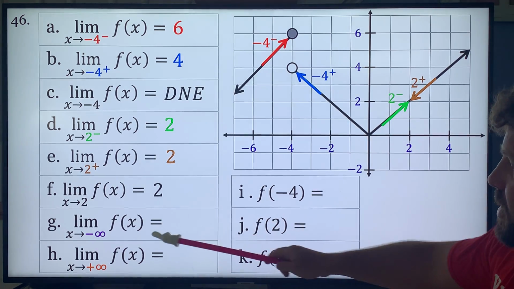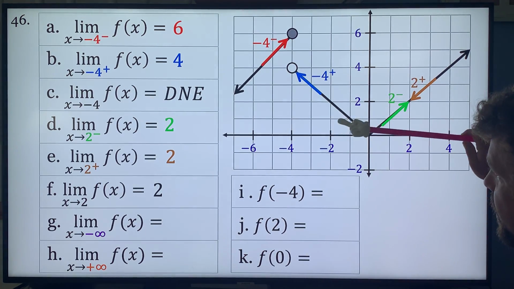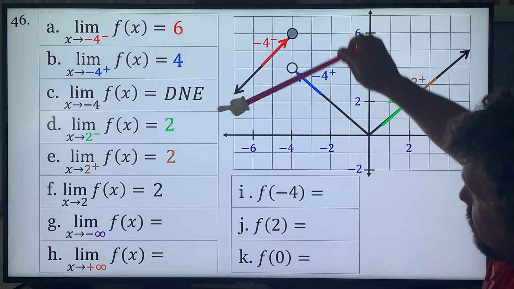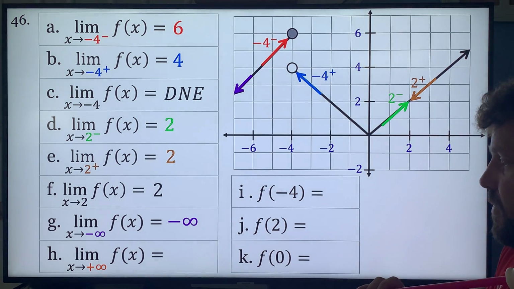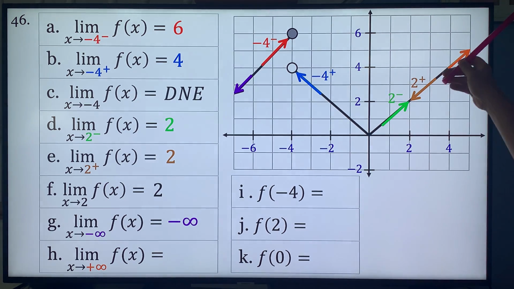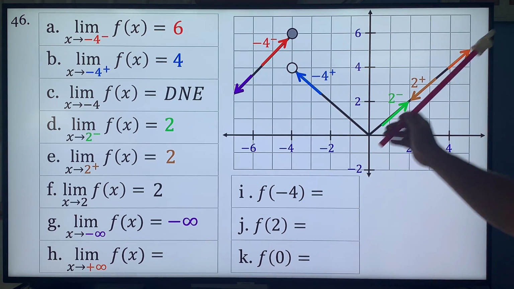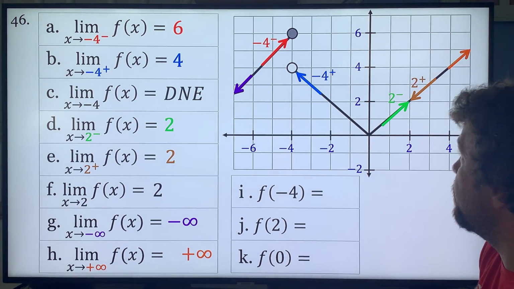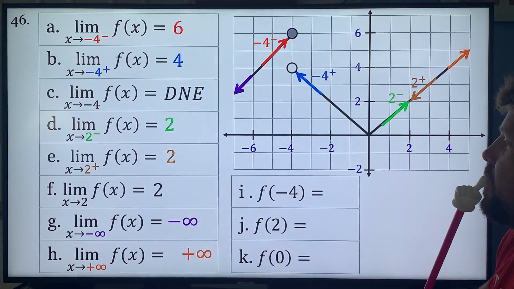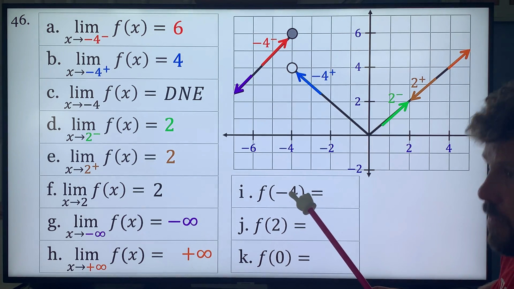Here's your infinite limit. The limit as x approaches infinity, negative infinity. So as it's going towards negative infinity, what's this graph doing? It's going down to negative infinity. The limit as the graph approaches positive infinity. As you can see here, the graph is going to continue to go up, and my answer is going to be positive infinity. Got it? Awesome.